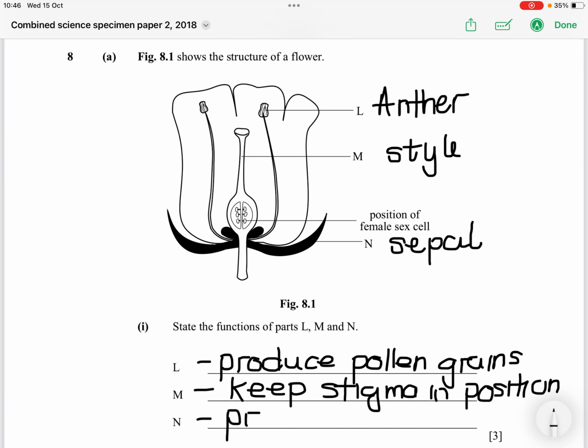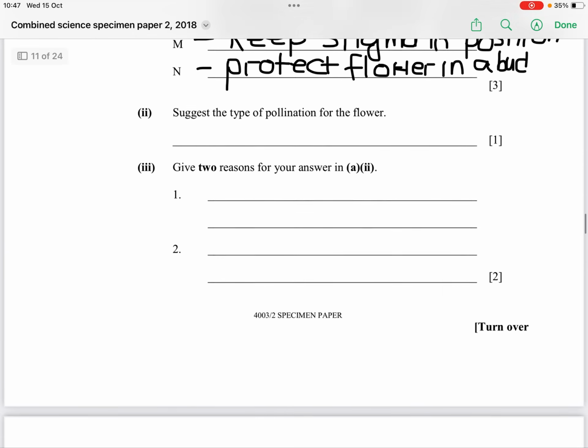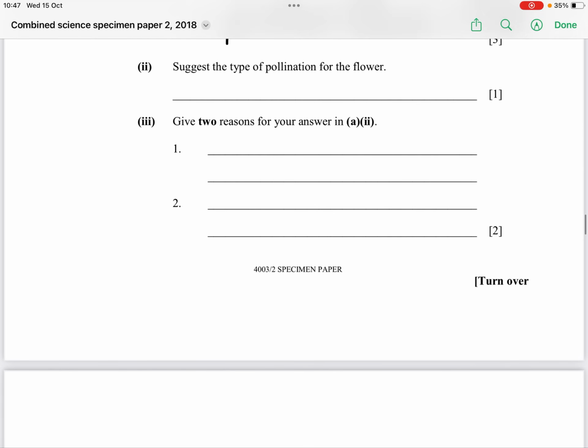And then N, which is the sepal, protects the flower whilst it is still in the bud. So protect flower in a bud. And then next, let us answer the next question. Suggest the type of pollination of the flower. So this one is an insect pollination. This is because of that large petal.